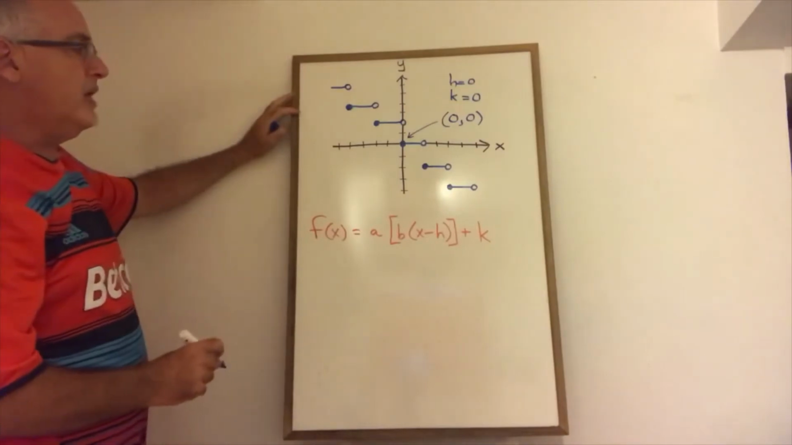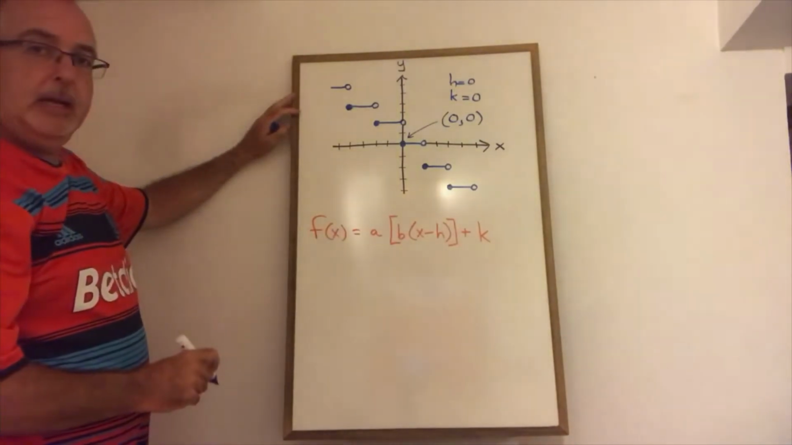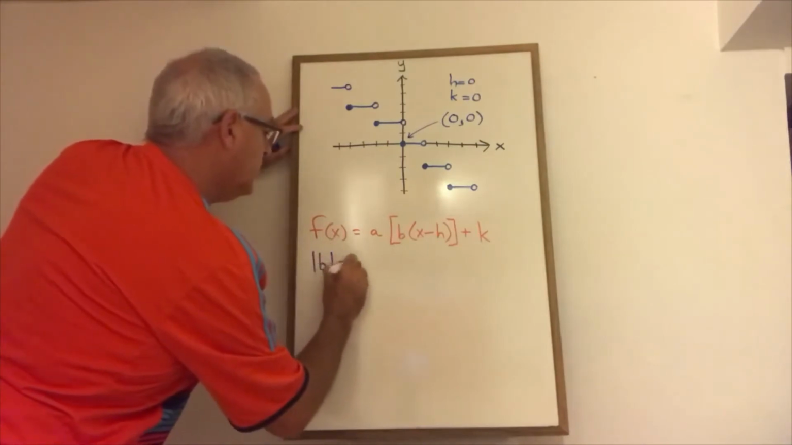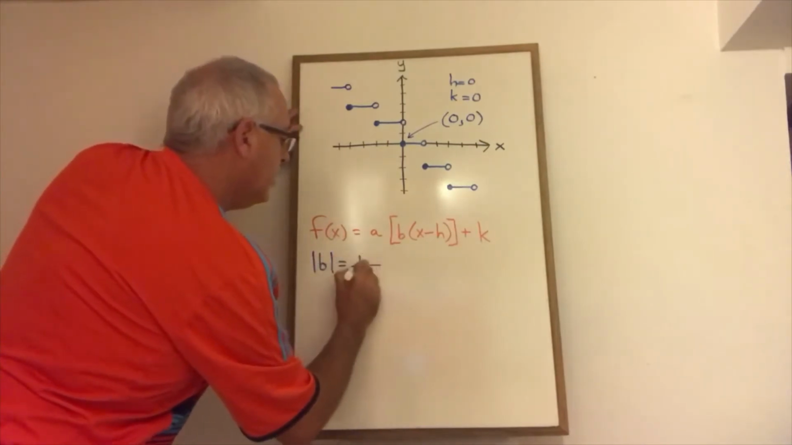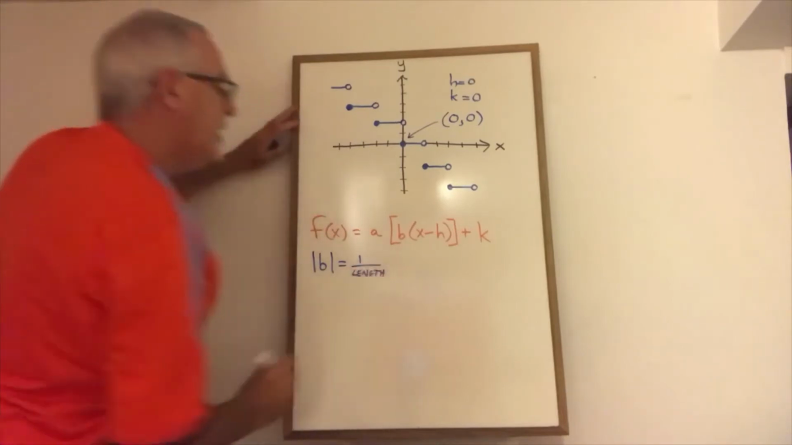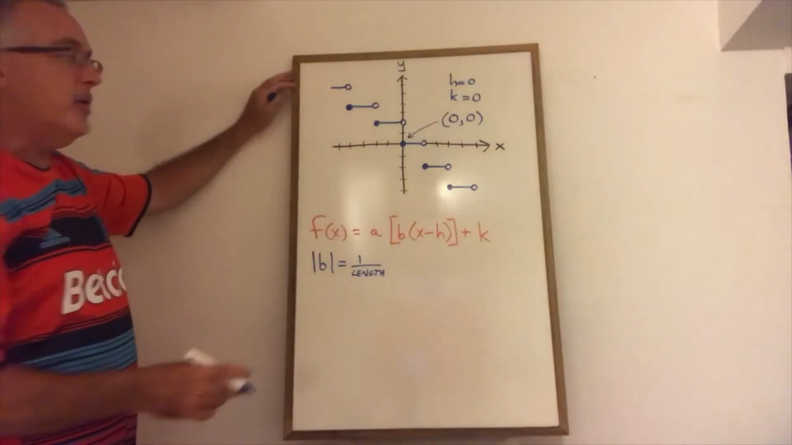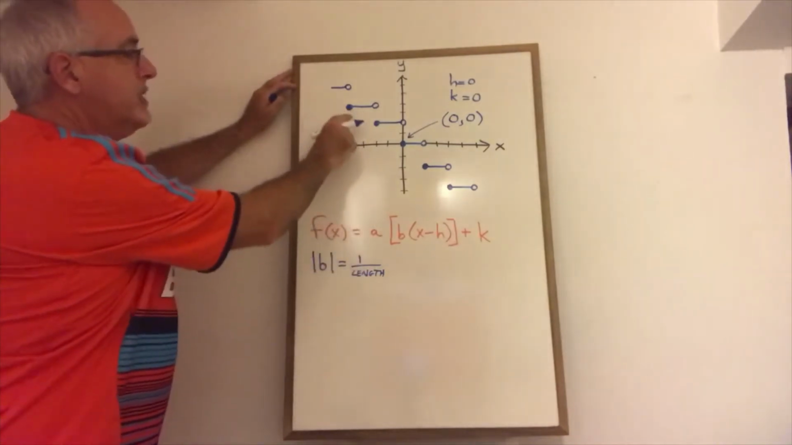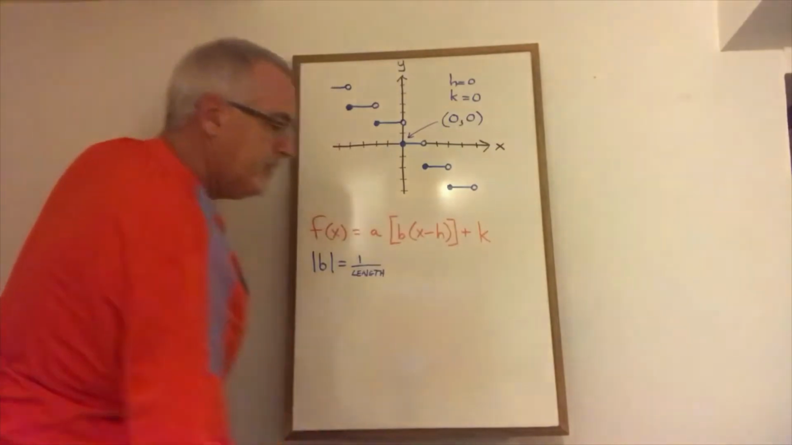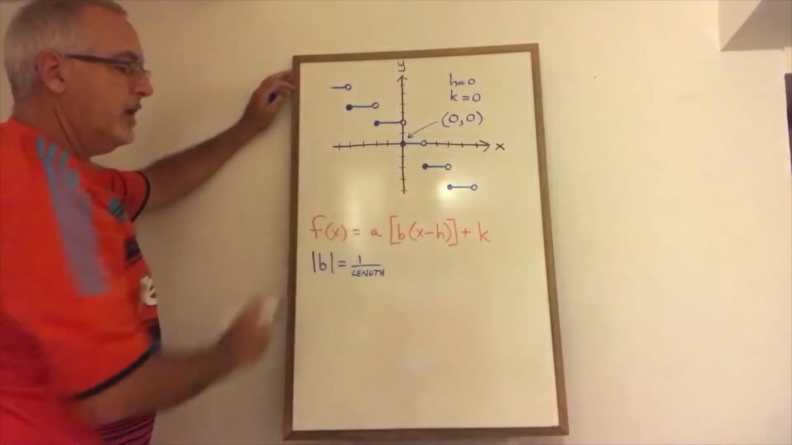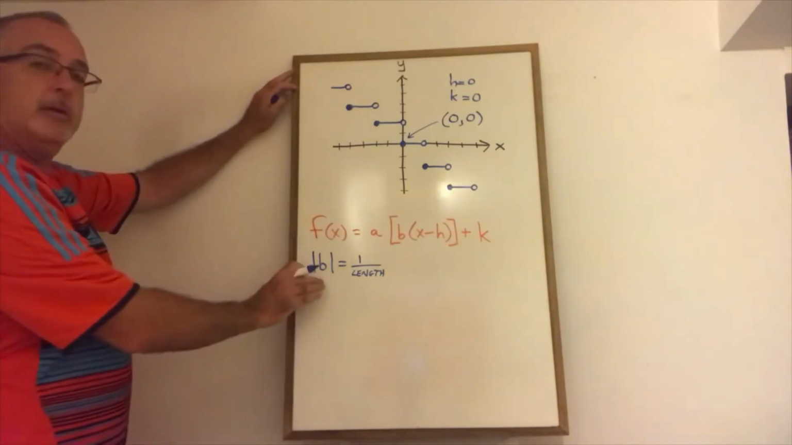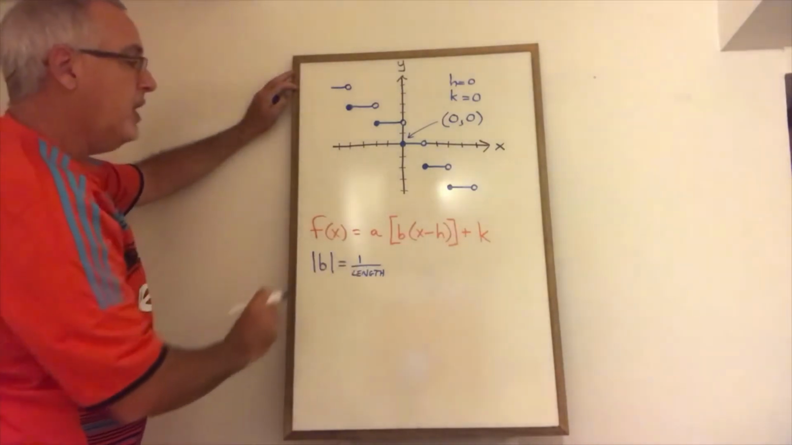The next thing I'm going to do is look for the sign of b. The absolute value of b is equal to 1 over the length of the steps. The sign of b determines whether the steps are closed on the left or on the right. When the steps are closed on the left the way they are here, it means that b is positive. So we know our b is positive, and we know it's equal to 1 over the length.